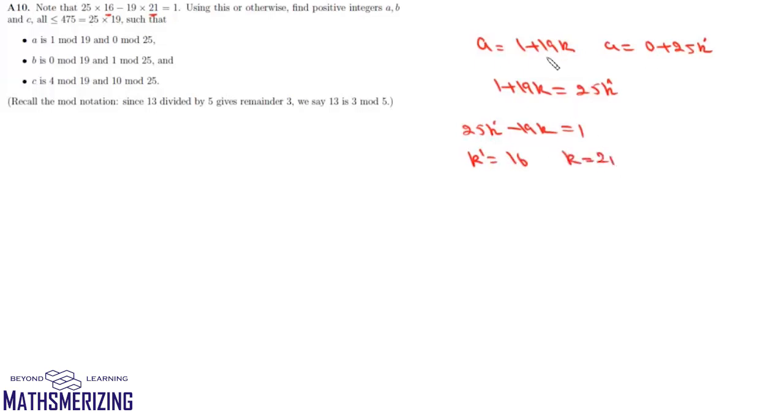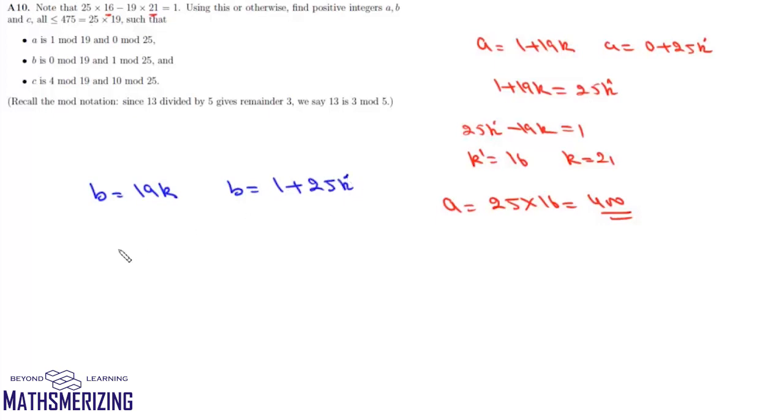Now using either k or k dash, we'll get the value of a. So the value of a here will be 25 into 16, which is nothing but 400. So the value of a is 400. Now we'll come to the second part. For b, it says b is 0 modulo 19. So we can write this b as 19k, and we can also write this b as 1 plus 25k dash.